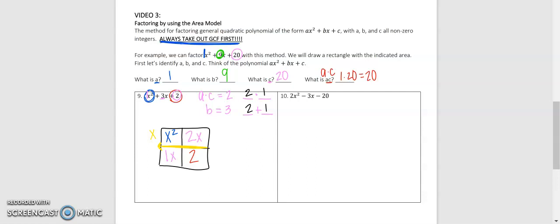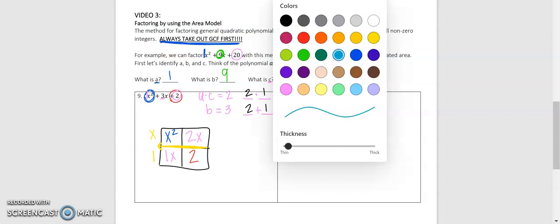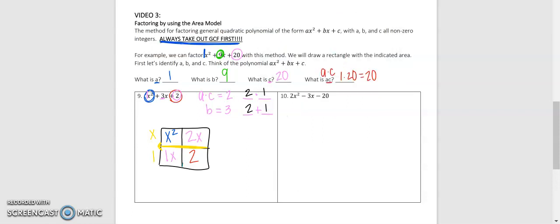There's only an x in one of the terms. So in this situation, our GCF is going to be 1. And then going up, same concept here. X squared and 1x, our GCF between x squared and 1x is going to be x. And our GCF between 2x and 2, we have a GCF of 2.